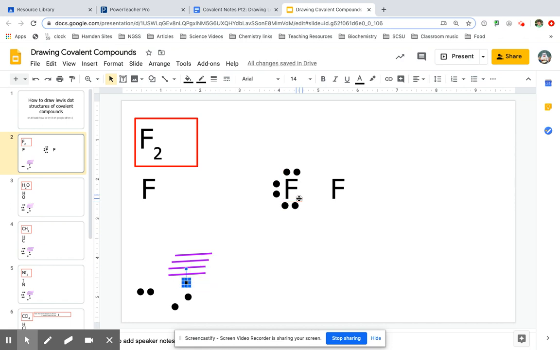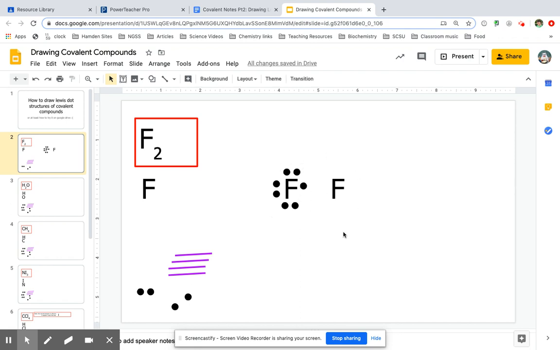6 and 7. Notice that we have just 4 sides, top, bottom, and side to side, to put these valence electrons on. I'm going to put the single one closest to the other one because those single ones are what are going to be used to make the bond. So 2, 4, 6, 7 for that fluorine.